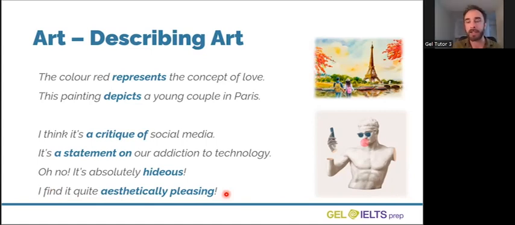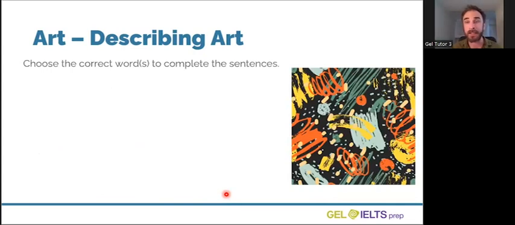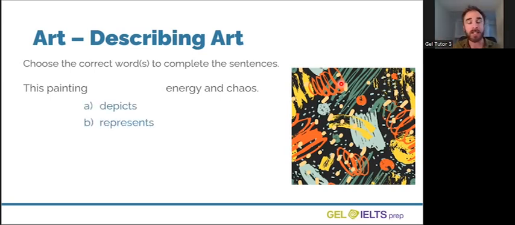Okay, let's look at another example. This is an example of abstract art. So let's think about how we can describe it. I'm going to show you some sentences, and I would like you to choose the correct word or phrase to complete the sentence. First of all, this painting, energy and chaos. Is it A, depicts, or B, represents? Look at the next question below this video and choose the correct option.